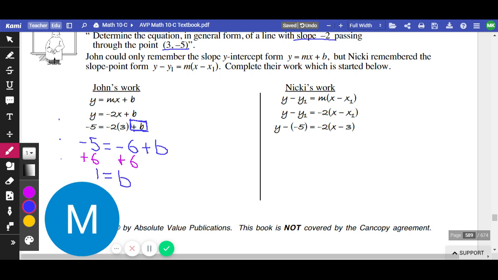If John wanted to create slope intercept form, he now has an m value, because m was negative 2. And he now has a b value. His b value is 1. Because he's found both things, he could now create the slope intercept form. John's answer would be y equals negative 2x plus 1.